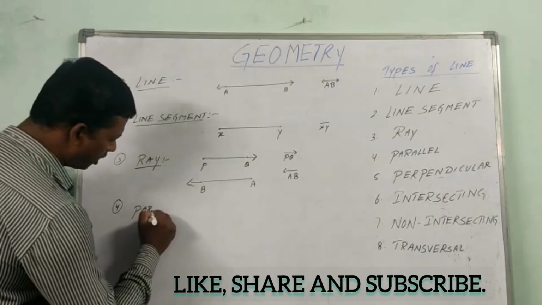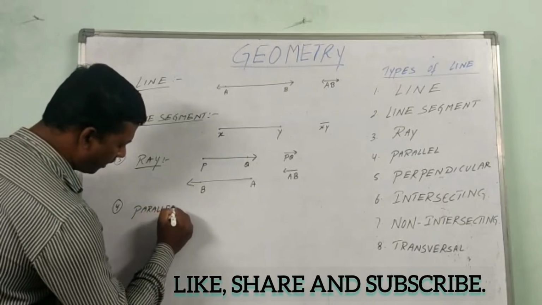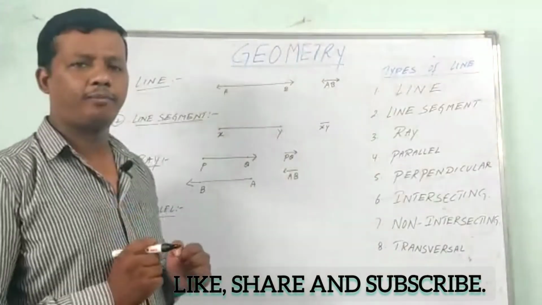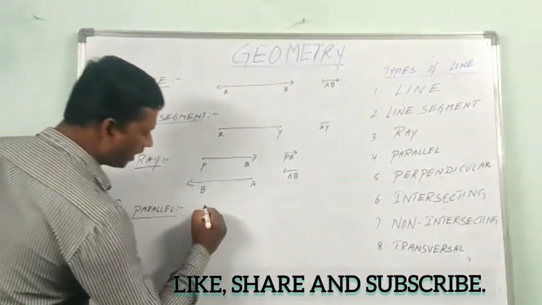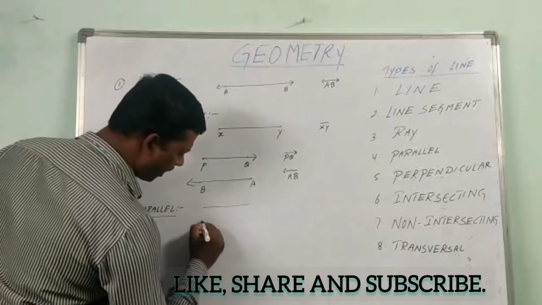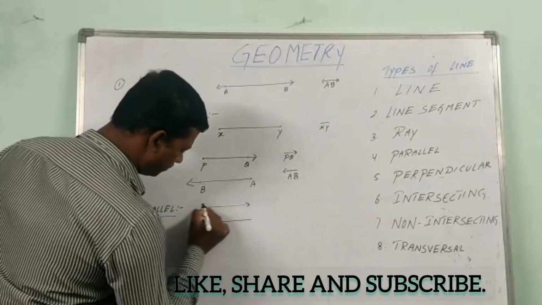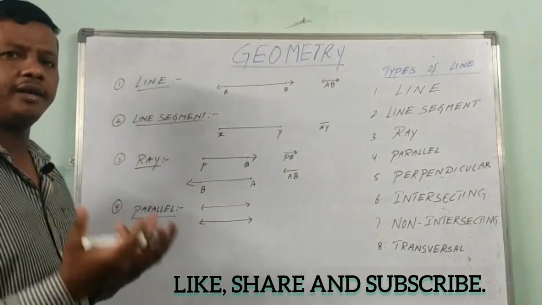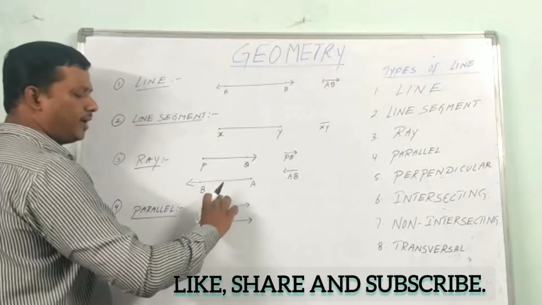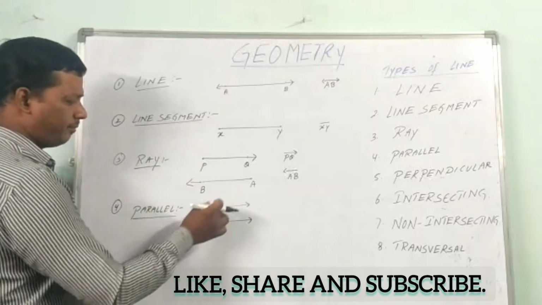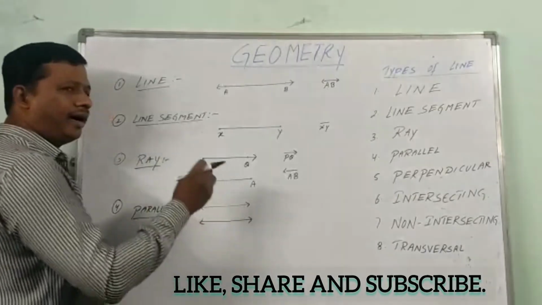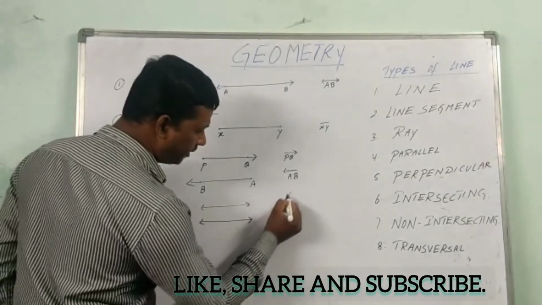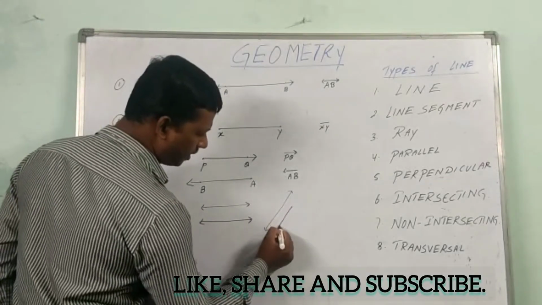Now the fourth one is parallel line. What is a parallel line? Parallel lines are lines which do not intersect at any point but are opposite to each other. These are the parallel lines. They may or may not have the same length, but both are opposite, and they will not intersect at any point. This is a parallel line.